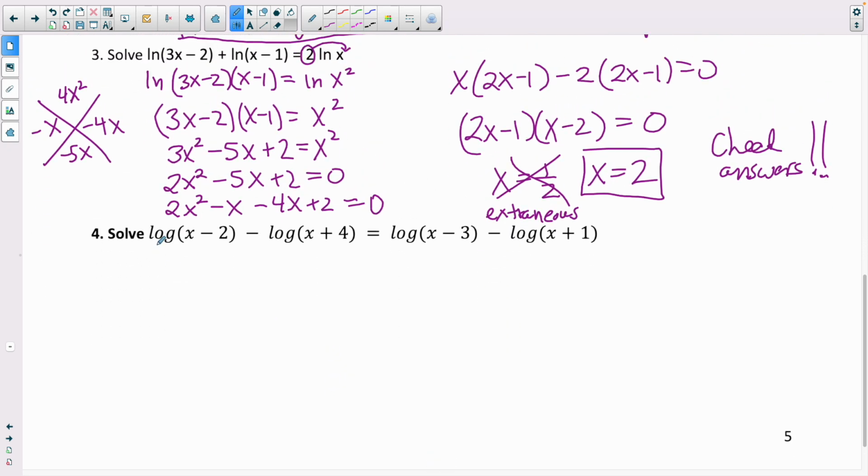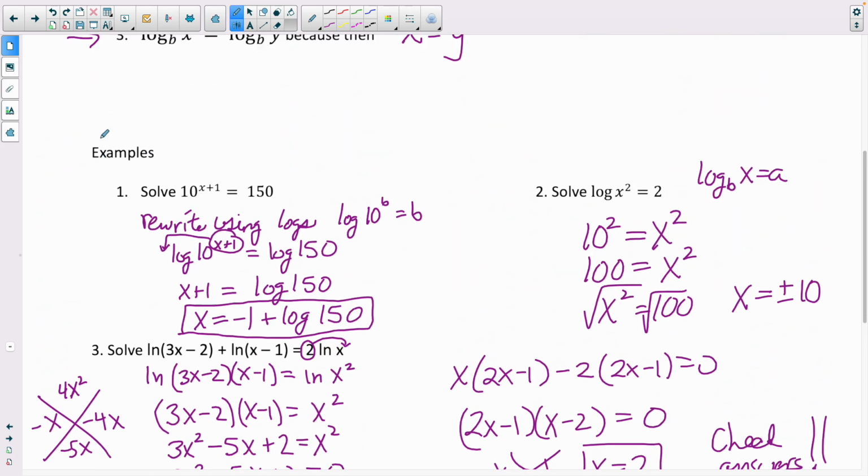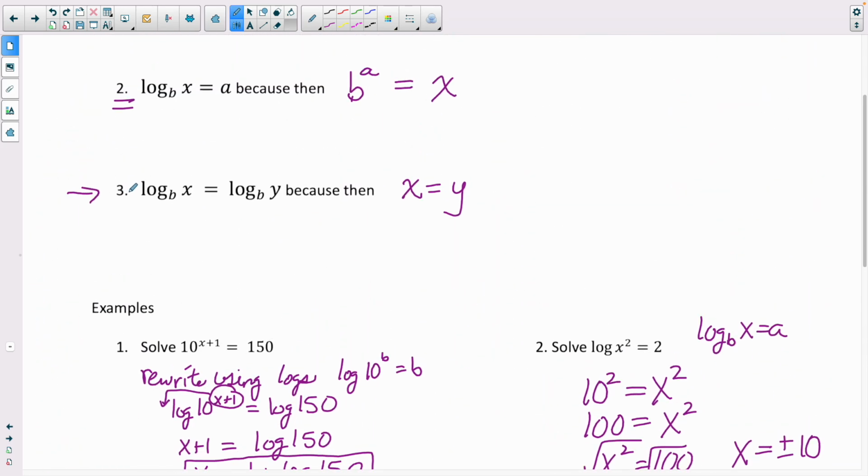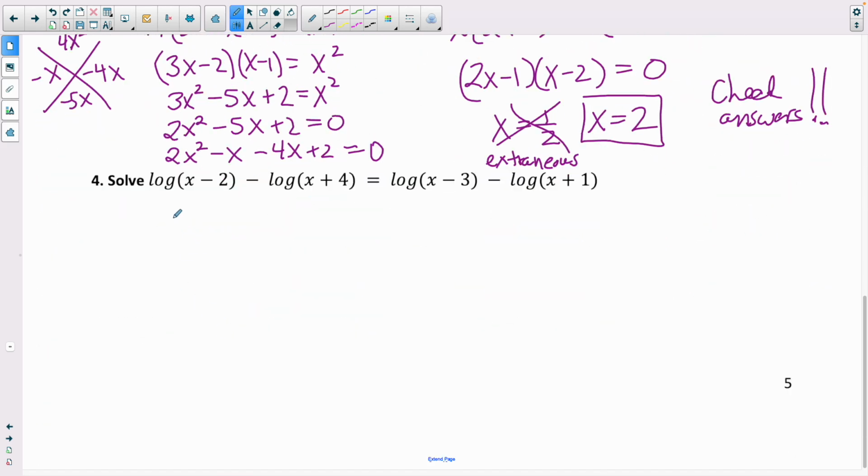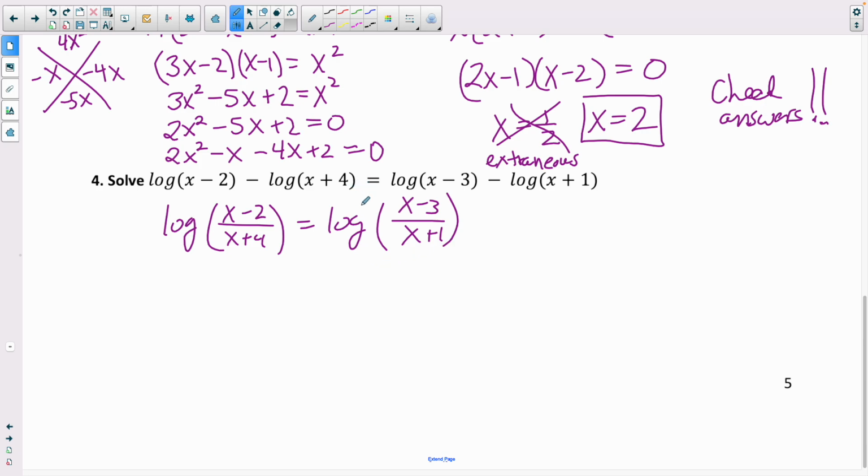Number 4, solve log of x minus 2 minus log of x plus 4 equals log of x minus 3 minus log of x plus 1. So once again, I'm going to use number 3 here. I'm going to get to 1 log on each side. There's a subtraction, so this means I'm going to use the quotient rule. On this side, I'm going to have x minus 3 over x plus 1. Once I have 1 log on each side, I know my arguments must be equal to each other.